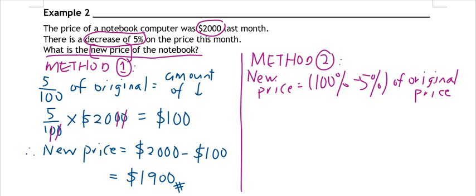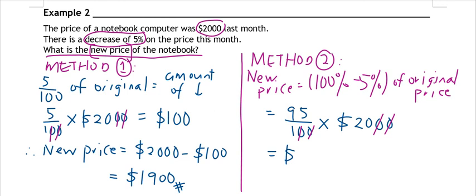Now here you just substitute the values. So 100% minus 5% will be 95%, which is 95 over 100 of the original price, which means you have to multiply with $2,000. Over here, you just cancel the zeros in pairs, and when you multiply 95 by 20, you will straight away get $1,900. Now here it's up to you. You can choose which one is the easier method for you, right?